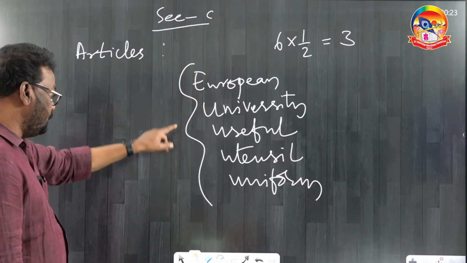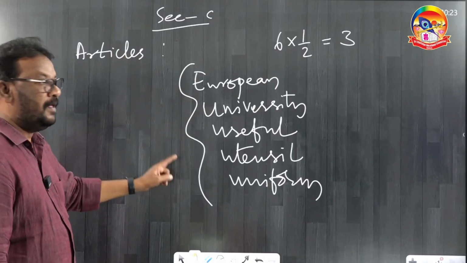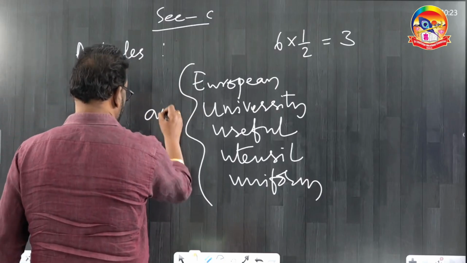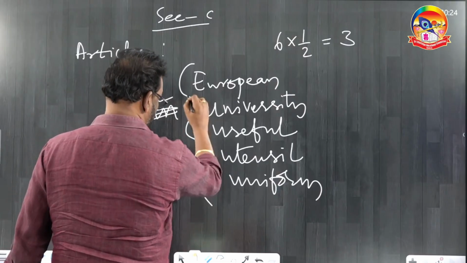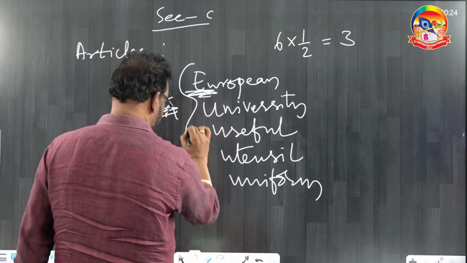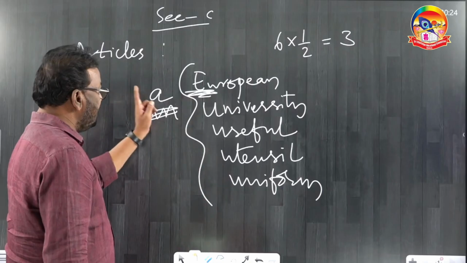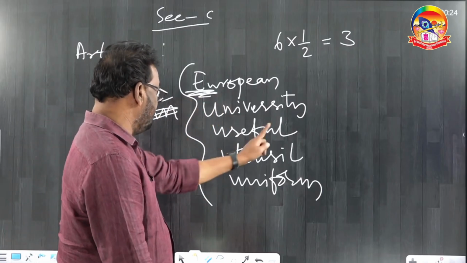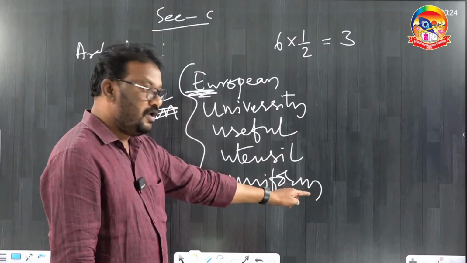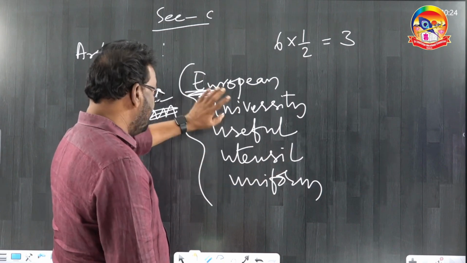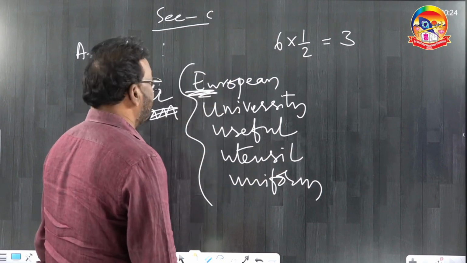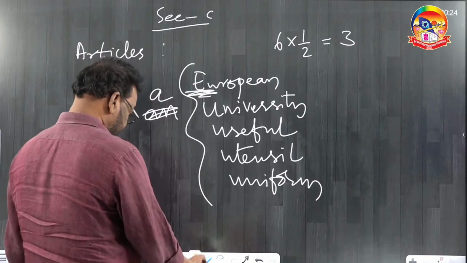That's why you should not use 'an' here. What should you use? You should use 'an'. I'm sorry, 'a'. You should use 'a'. Though they begin with a vowel, they make a consonant sound. That's why a European, a university, a useful, a utensil, a uniform. So don't make this mistake. I'm sure you will be able to score 3 out of 3 in articles.